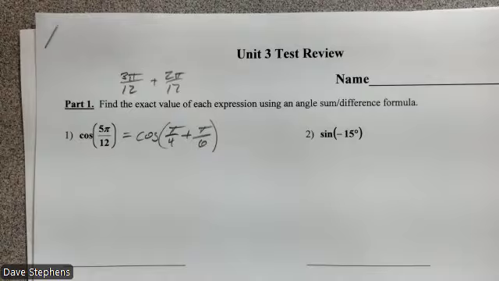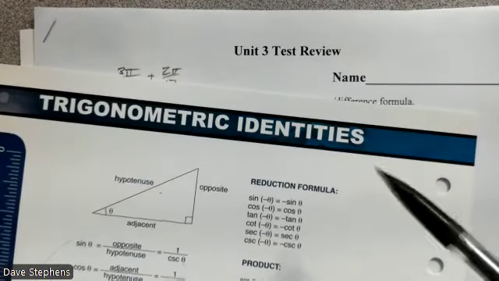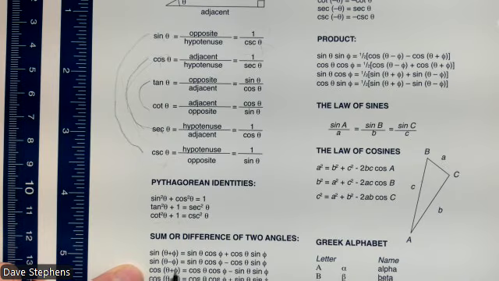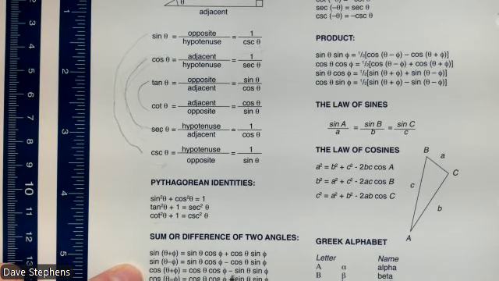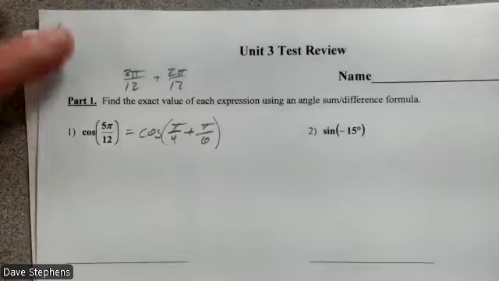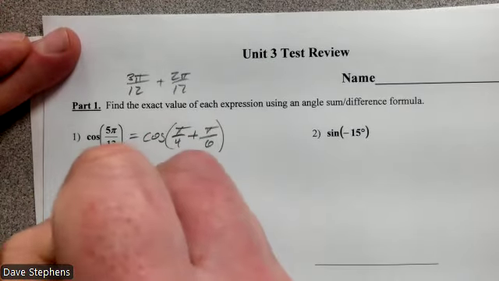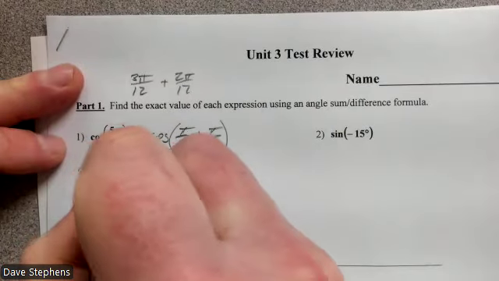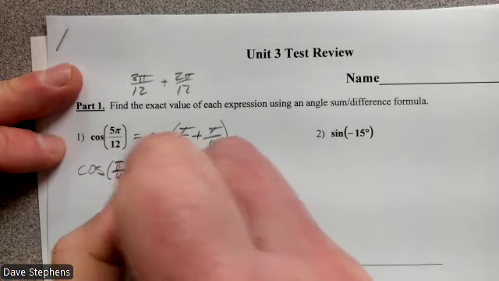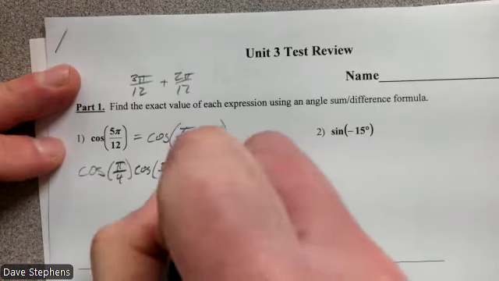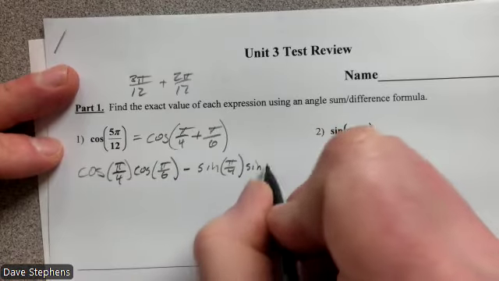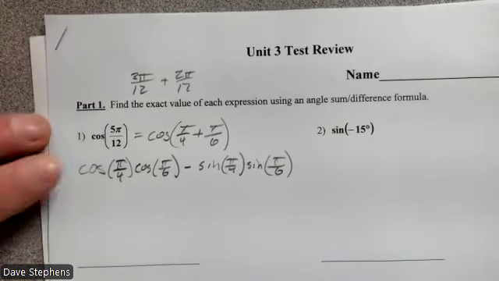So we are going to use the cosine sum. Cosine sum. So theta plus phi. So cosine cosine minus sine sine. All right. So cosine pi over 4, cosine pi over 6 minus sine pi over 4 sine pi over 6.